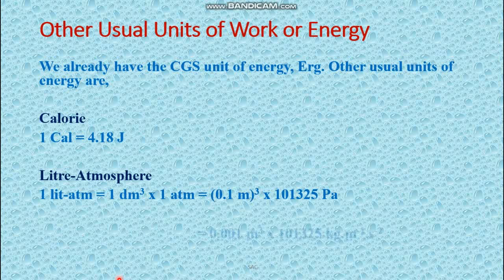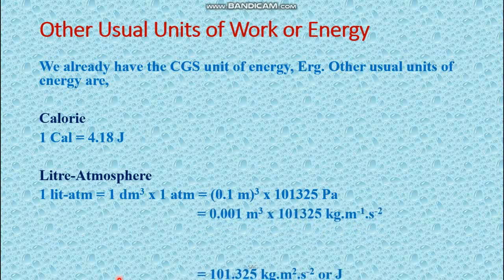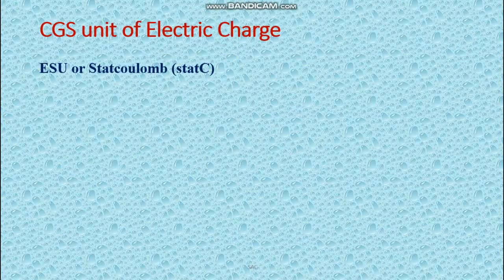So it is actually 101.325 kg meter square per second square, or simply joule. No, it's not joule, it should be liter atmosphere. Yes, definitely it's joule. Yeah, kg meter square per second square. So it's 101.325 joule also. That's correct. Now CGS unit of electric charge.